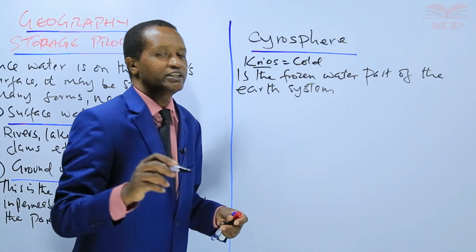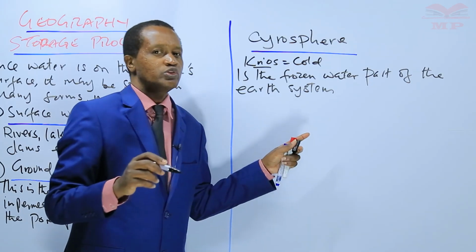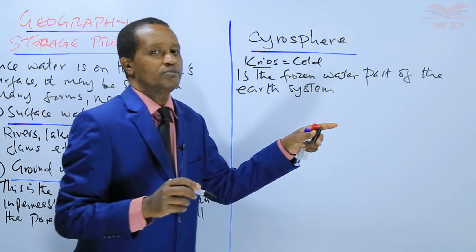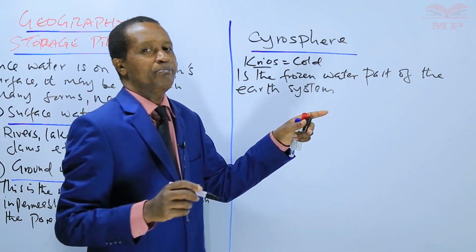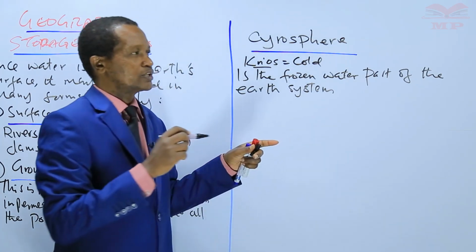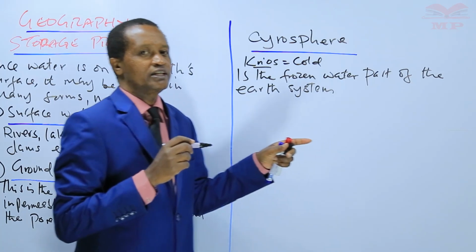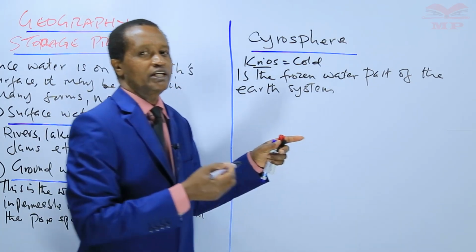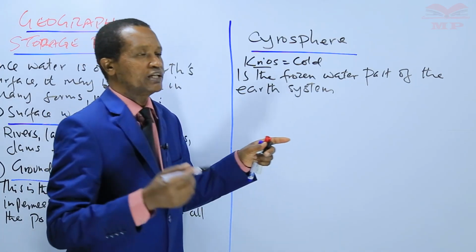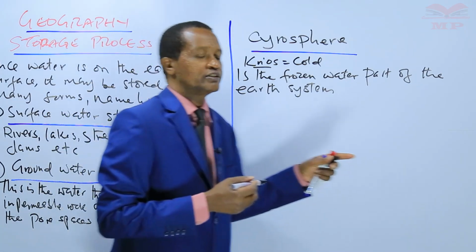Now, water enters this storage through snowfall, but sometimes once the ice melts, all this water is released again into the oceans, into the seas, into the lakes, and so on, and other storage channels.